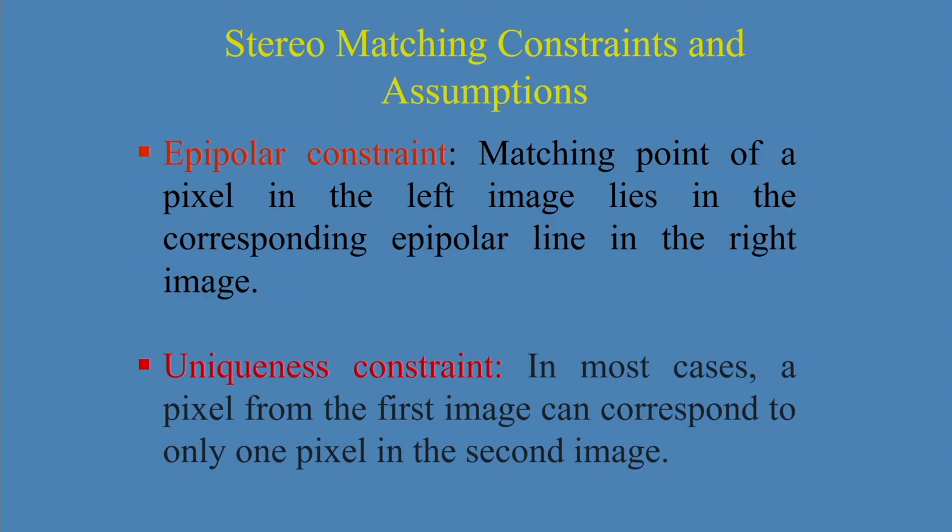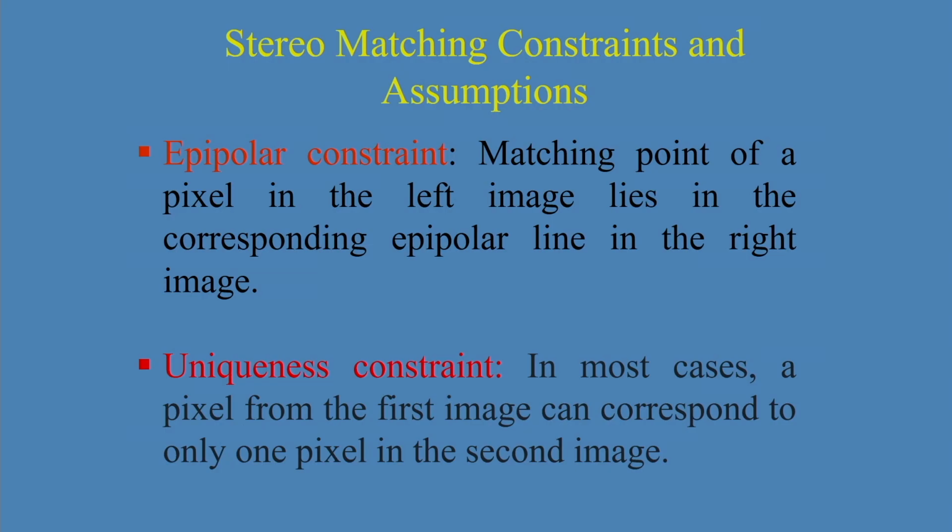So, first assumption, the constraint is epipolar constraint. In this constraint, the matching point of a pixel in the left image lies in the corresponding epipolar line in the right image. That means, as I have already explained, the 2D search problem is converted into a 1D search problem. So, in this case I have to find the correspondence along the epipolar line only. This is called the epipolar constraint.